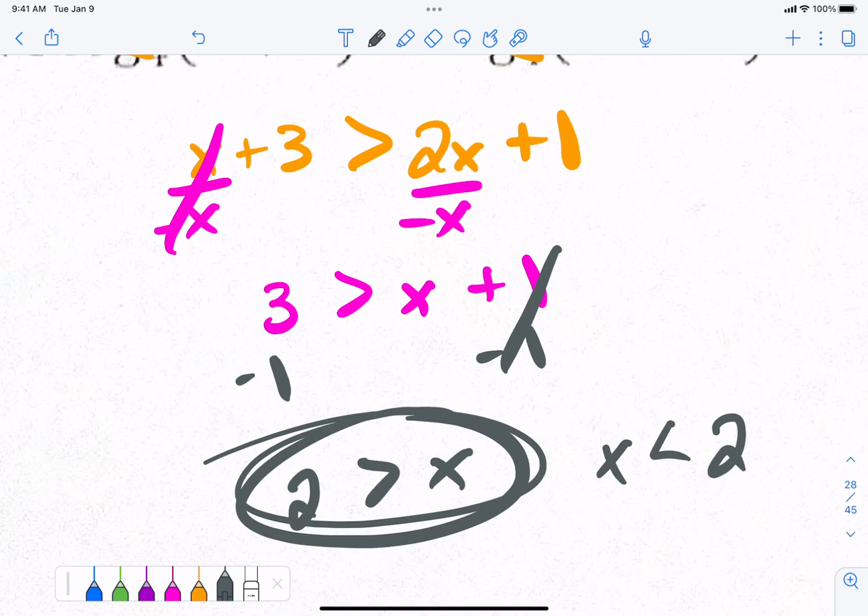You switched the symbols. Yeah, because I switched the order. Here, x is on the small end too, right? So x is on the small end. If you like to have your x on the left side, this will flip your symbol.